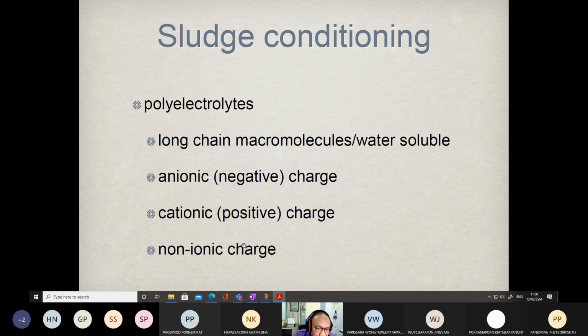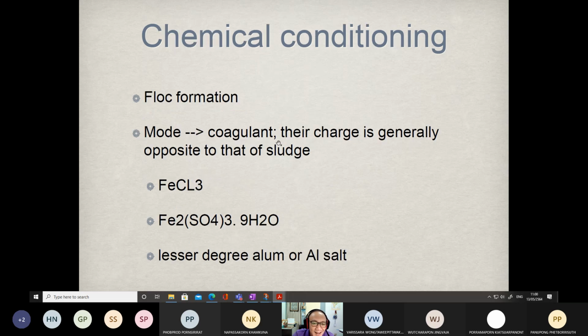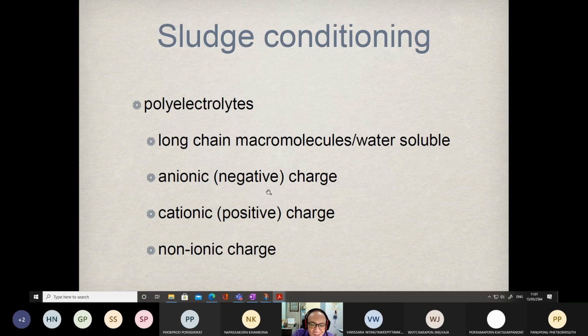Polyelectrolyte also can be used, with the same concept as the coagulant application. The charge should generally be opposite to the sludge. Mostly we use cationic polyelectrolyte, but sometimes if the sludge contains some positive charge, we use anionic polyelectrolyte.